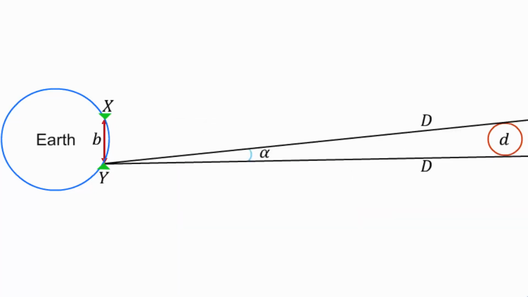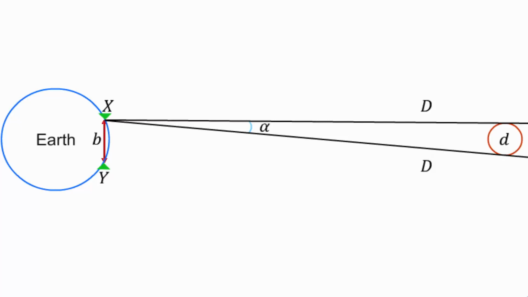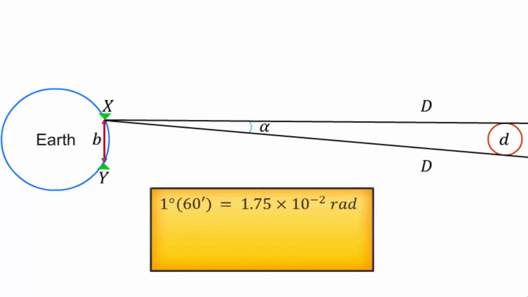It is the angle between the two directions when two diametrically opposite points of the planet are viewed through the telescope from the observation location. For the purpose of these measurements, you must know the conversion of degrees into radians. 1 degree, or 60 minutes, is equal to 1.75 into 10 power minus 2 radians. 1 minute, or 60 seconds, is equal to 2.91 into 10 power minus 4 radians. 1 second is equal to 4.85 into 10 power minus 6 radians.